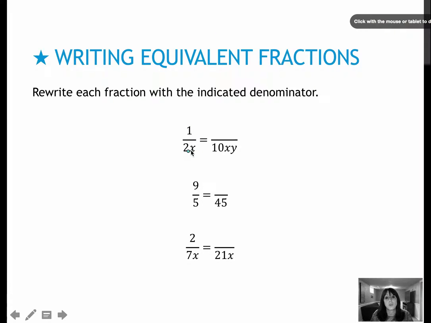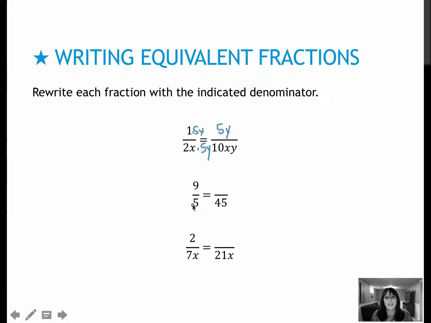For my first, I have 2x times what would be 10xy. So I'd have to take 2 times 5 and see how there's this extra y. So I would have to take it times 5y. If I do that on top and on bottom, that would leave me with 5y over 10xy.